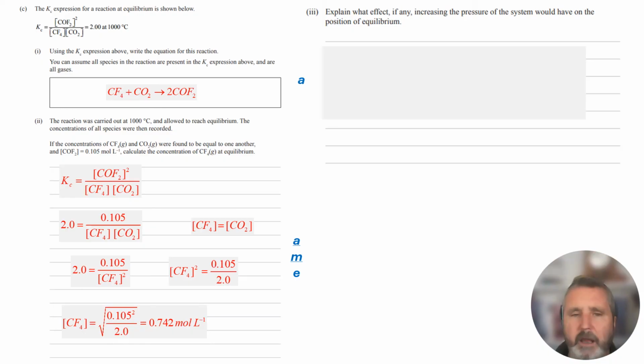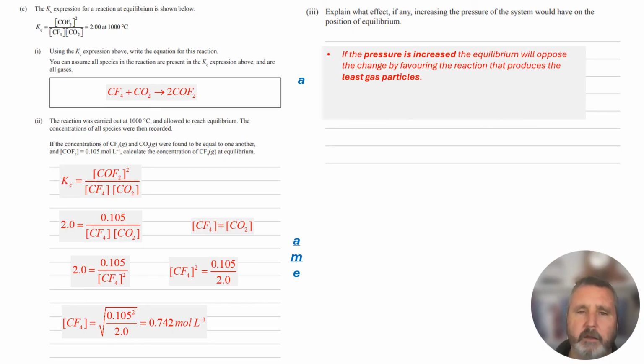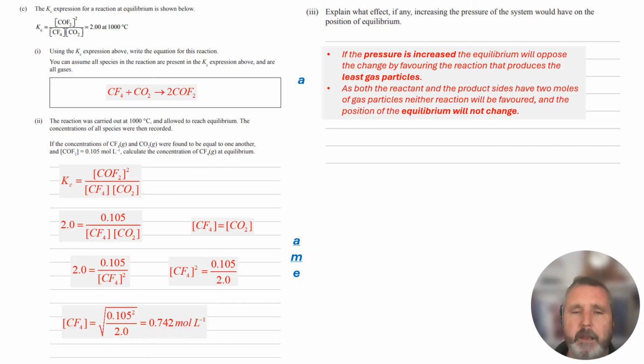Okay, so let's assume that all of these particles are gases. Then what's going to happen is, if we increase the pressure, the equilibrium will oppose the change by favoring the reaction that produces the fewer gas particles. We'll put that statement down because that's always true, no matter what the equation is. So we're going to go in the direction of the fewer gas particles. This is going to give us an achieve point. And here I'm saying, as both the reactants and product sides have 2 moles of gas particles, neither reaction will be favored and the position of equilibrium will not change.